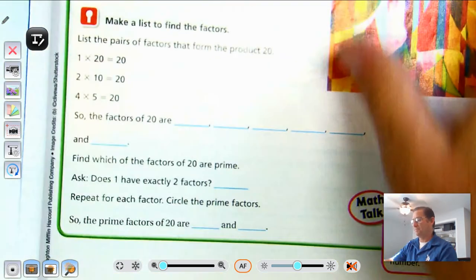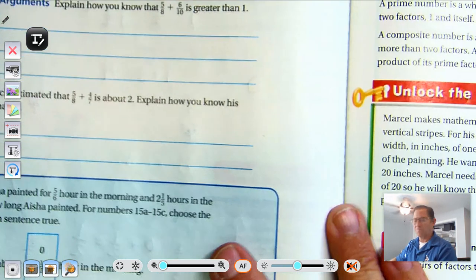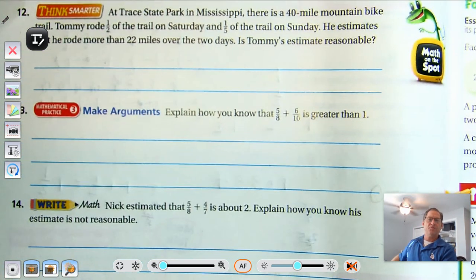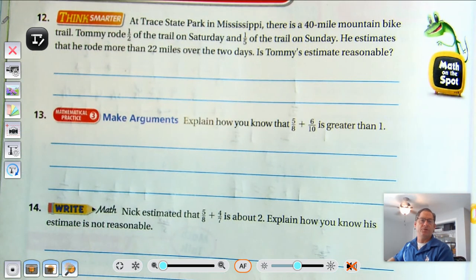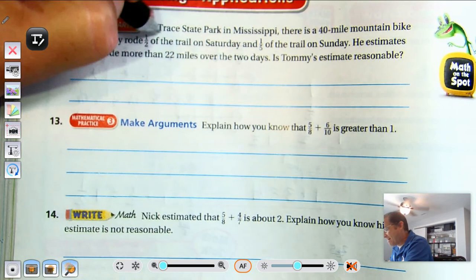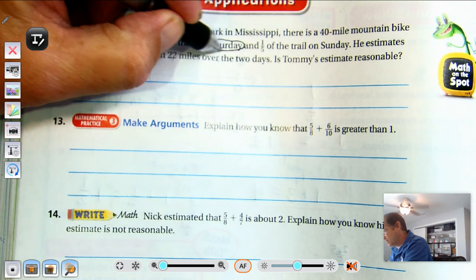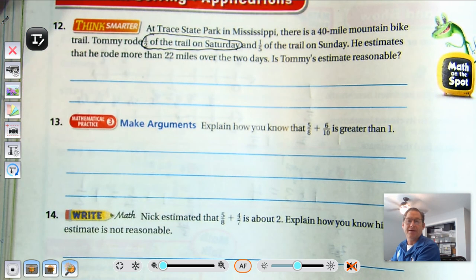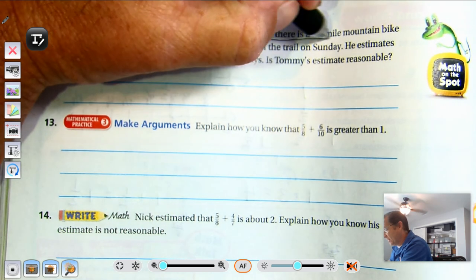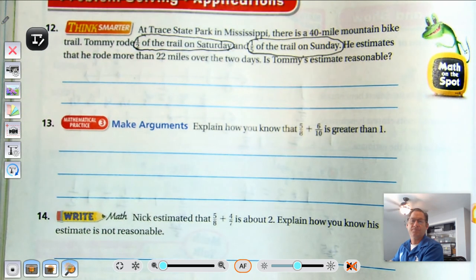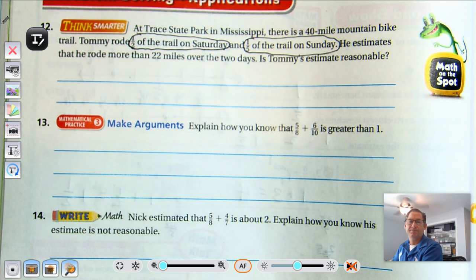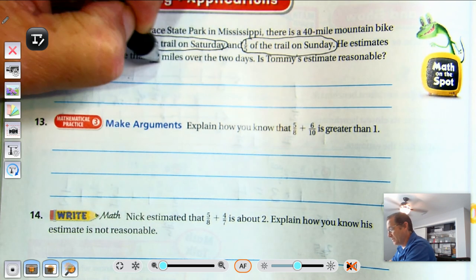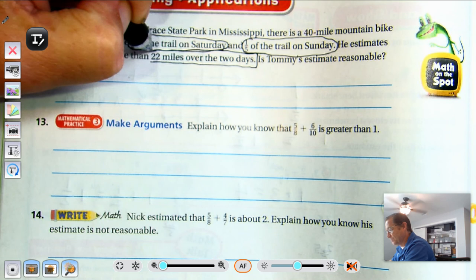All right, number 12. At Trace Park in Mississippi, there's a 40-mile mountain bike trail. Tommy rode half of the trail on Saturday and a fifth of the trail on Sunday. He estimates that he rode more than 22 miles over the 2 days. Is his estimate reasonable? 22 miles over 2 days.